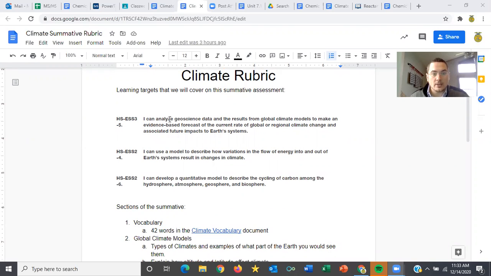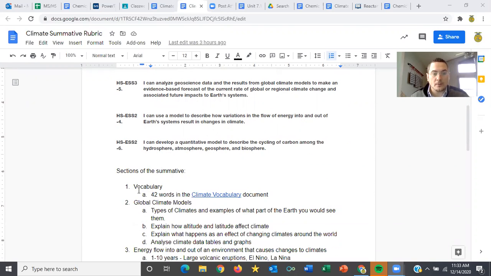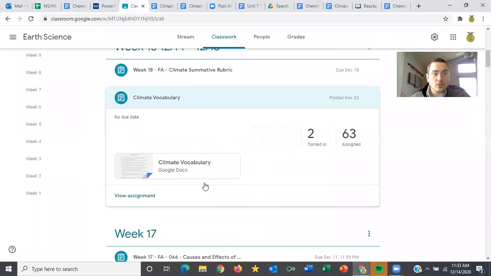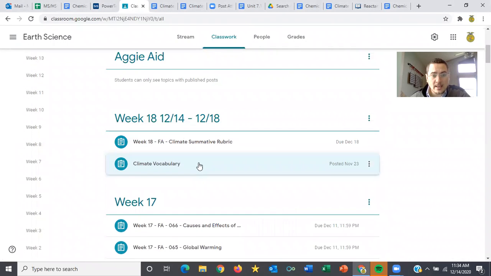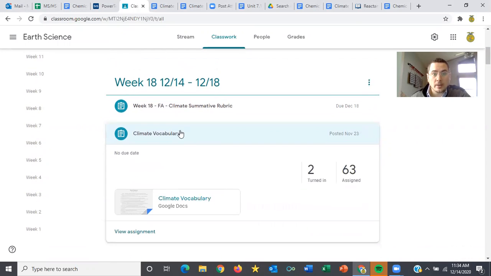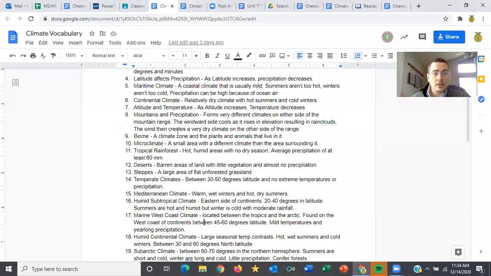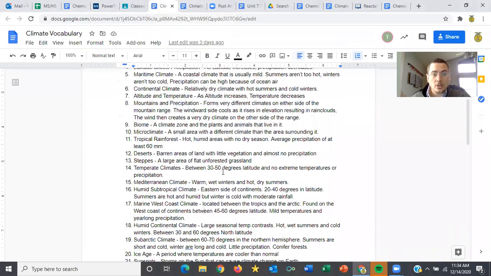First of all, I can analyze geoscience, or let's start here. The first thing that you need to know is that you need to understand all 42 words on your vocab list. All right, if you go into Google Classroom, under week 18, I moved both of the things that you'll need to know to study for the summative right here at the top. Number 1, you need to know the vocabulary. Okay, it is right here. There's 42 words. You need to know them all.